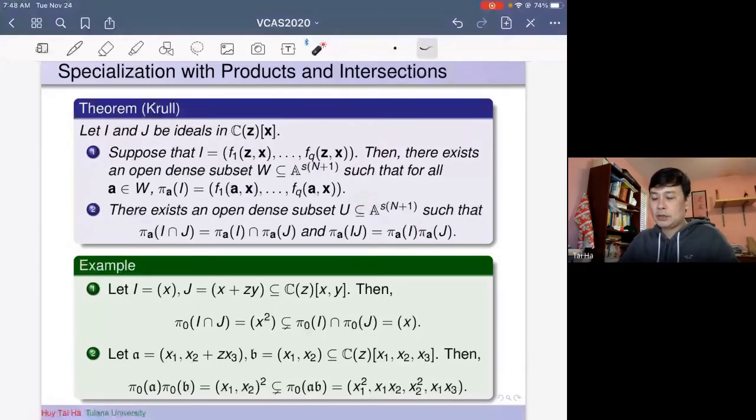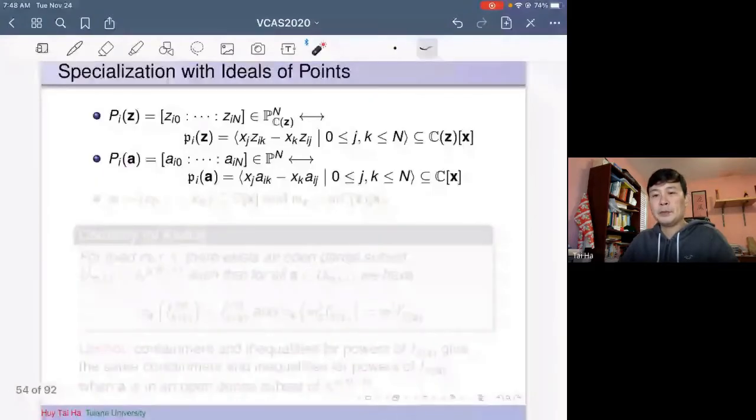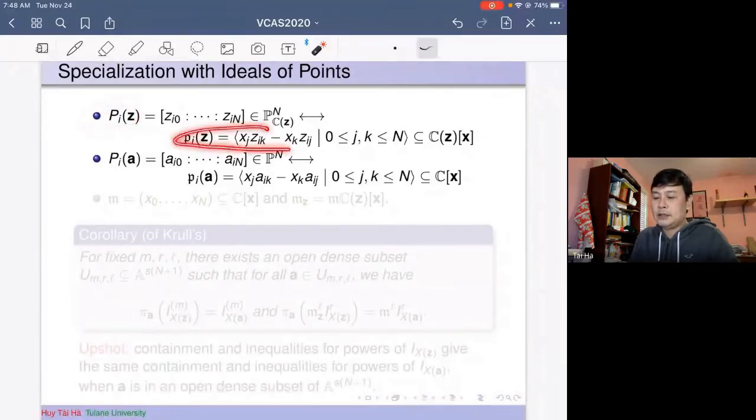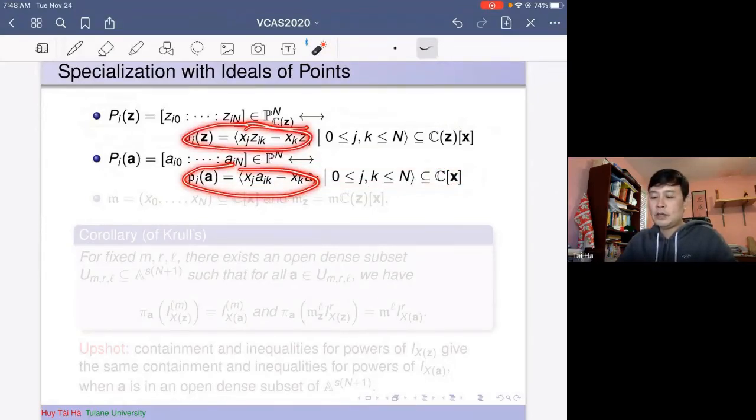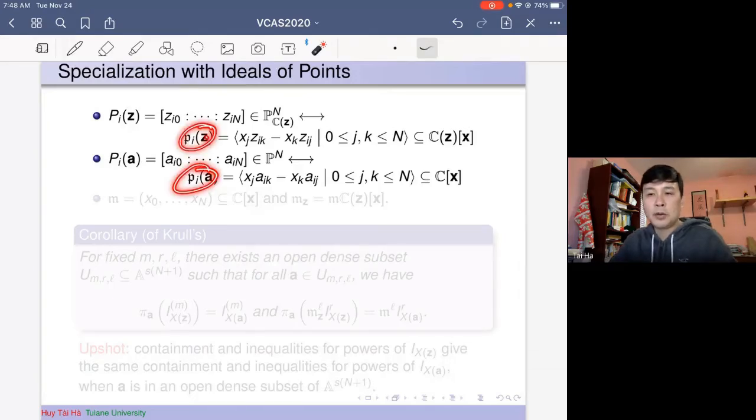So let's go back to our situation. What happens when we specialize the point? This is the generic point, and its defining ideal looks like this. This is the specialized point when we substitute Zij by Aij, and this is how its ideal looks. As you can see, to get to this from here, one might attempt to specialize the generators. If you just set Zij to Aij, you actually get this. So in fact, the new parameterization is obtained from the old one by specializing one collection of generators.